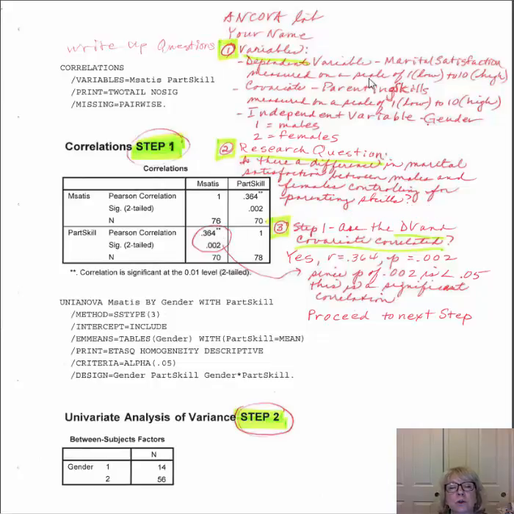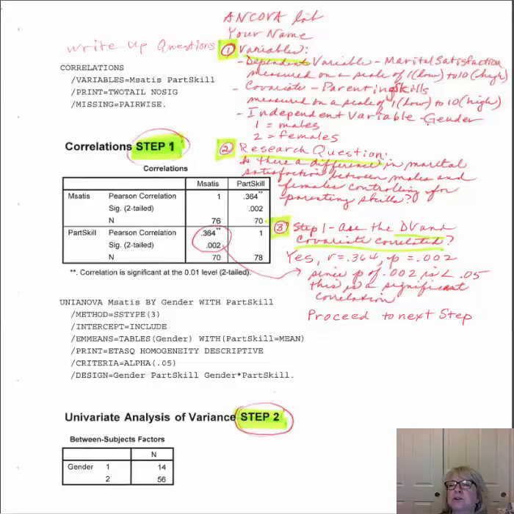Your first 2 lab write-up questions can be done in advance. Your third question is going to start looking at the output. The first output asks whether the dependent variable, in this case marital satisfaction, and the covariate, parenting skills, are correlated. Yes, they are correlated. This correlation is 0.364 with a probability of 0.002, which is less than 0.05, so this is significant. So we can proceed to the next step.